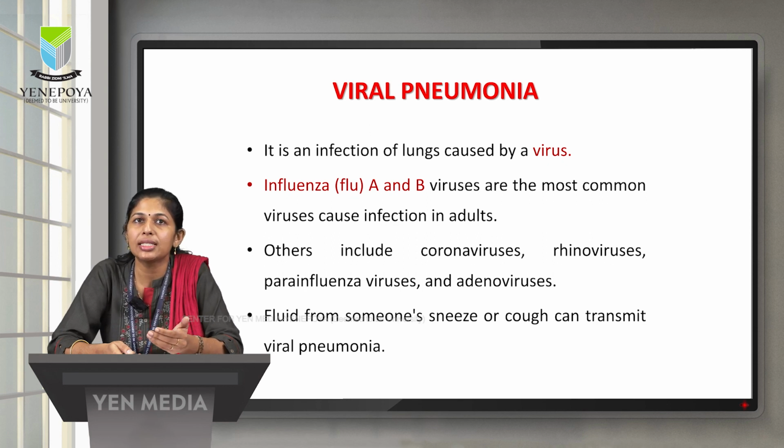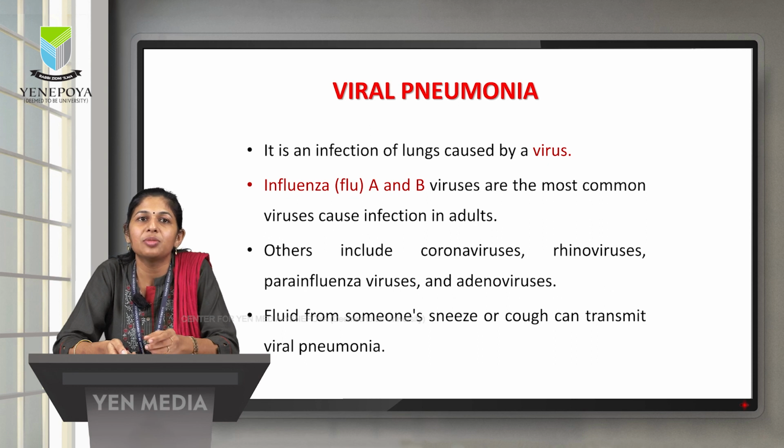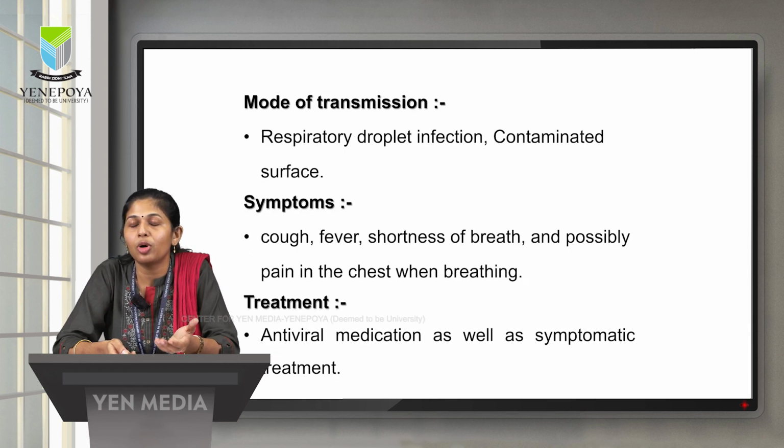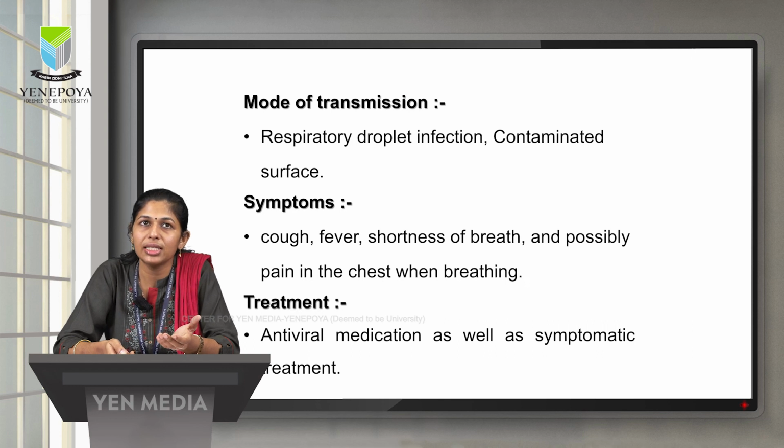Other than influenza A and influenza B viruses, coronavirus, rhinovirus, parainfluenza virus and adenovirus can also cause viral pneumonia. In viral pneumonia, this is mainly a respiratory droplet infection. What do you mean by respiratory droplet infection? That is, fluid from someone's sneeze or cough can transmit viral pneumonia. Then comes the mode of transmission. As we have already seen, this is a respiratory droplet infection.